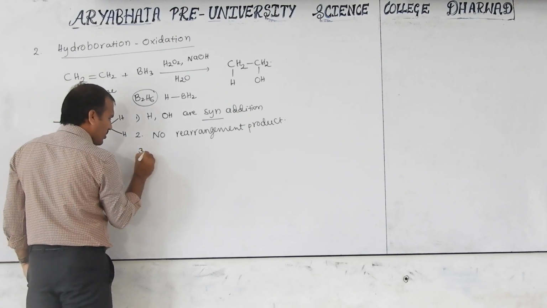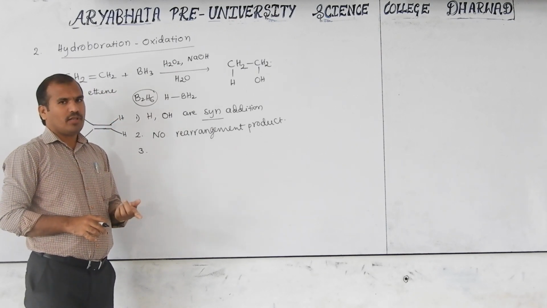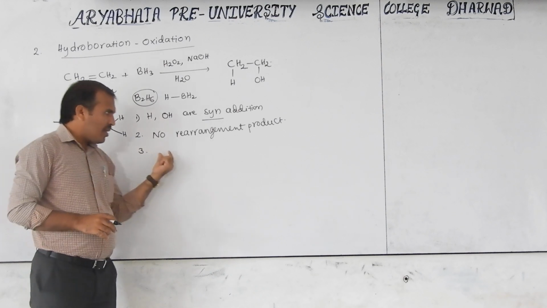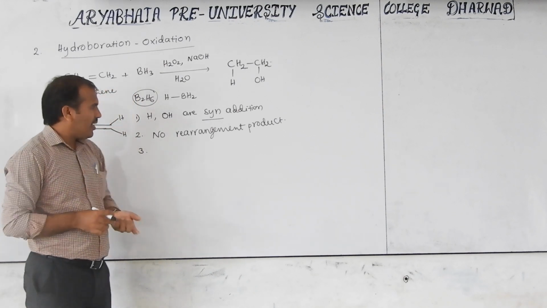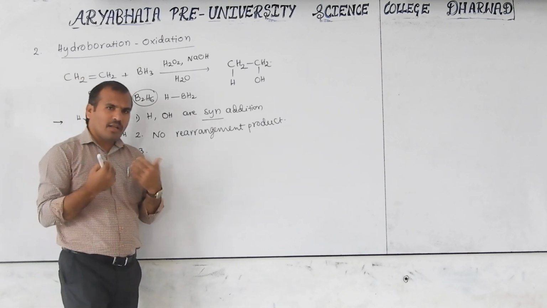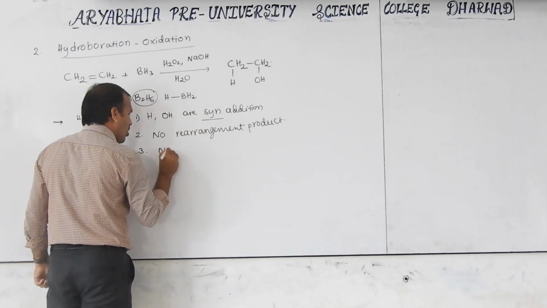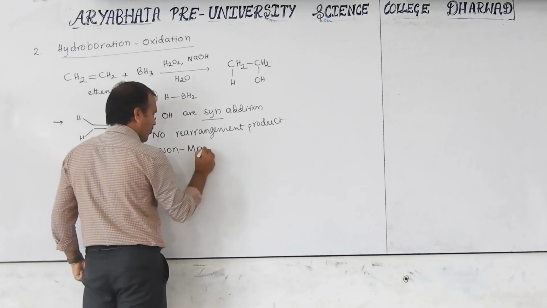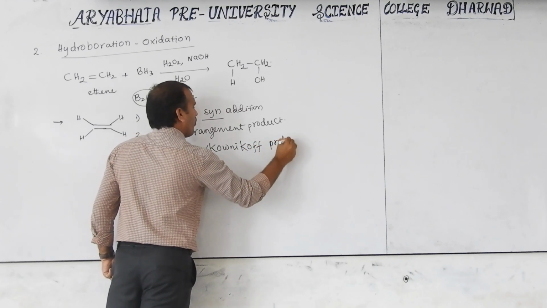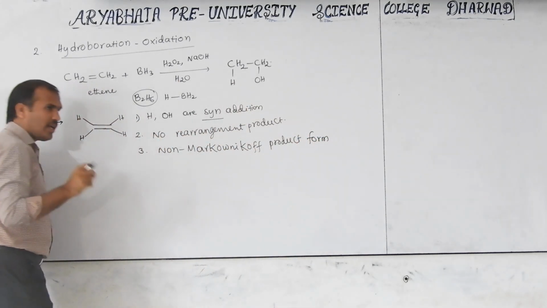And one more thing is also very important. You may know Markovnikov's and anti-Markovnikov's approach. Last class, the product was formed by Markovnikov's approach. Here it is anti-Markovnikov product formation, also known as the non-Markovnikov product. Remember, the product formed is anti-Markovnikov. These are the three very important points for writing the products.